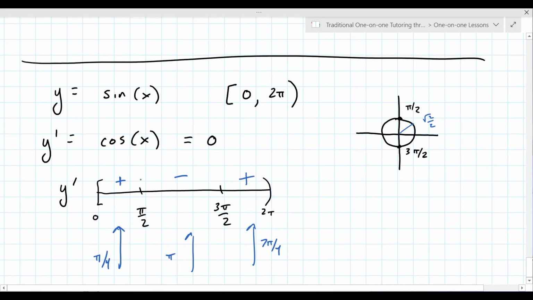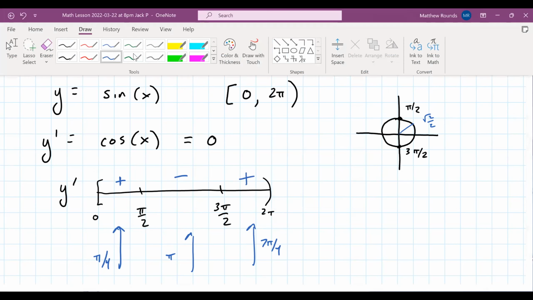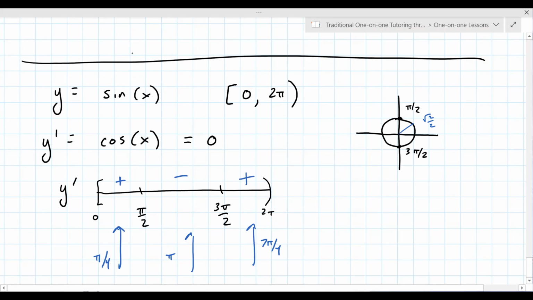So is pi over 2 a min or a max? Positive to negative. It's increasing and then decreasing, so it's a max, and you almost want to trace it with your finger. Okay, and then here it's a min. It's going down and then coming back up. That's a min. Okay.